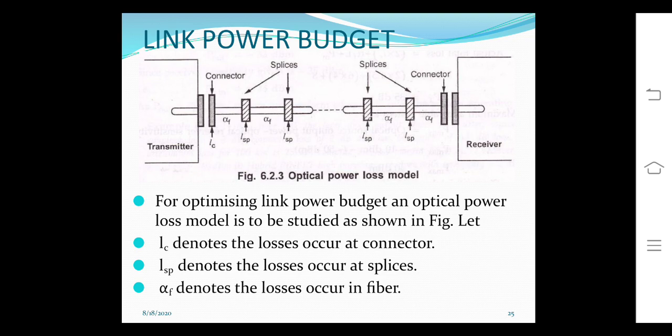In this link power budget, the picture is showing the optical power loss model, where the power is lost in that optical system. We can see a transmitter on the left side and a receiver on the right side. We already know that as distance increases we place many repeaters, and in between, the optical fiber will be there from the transmitter to the receiver.